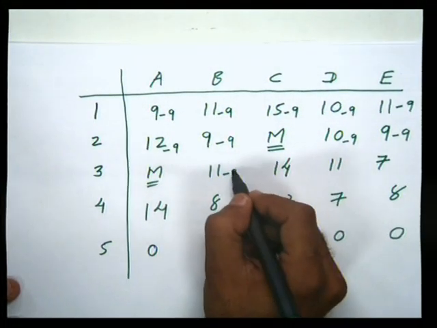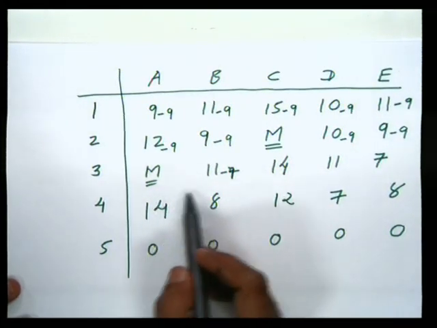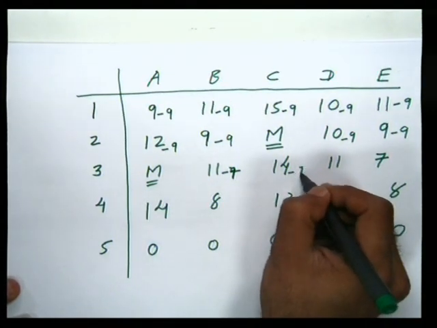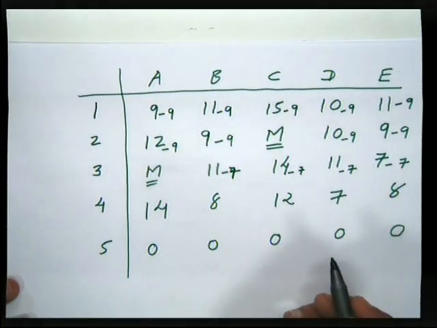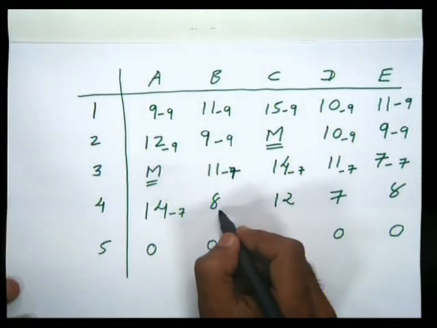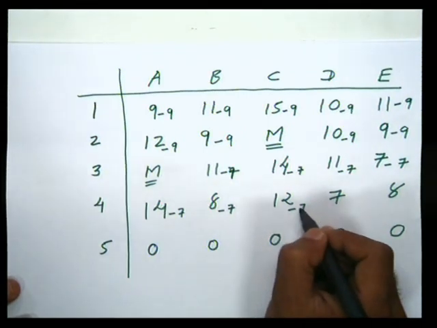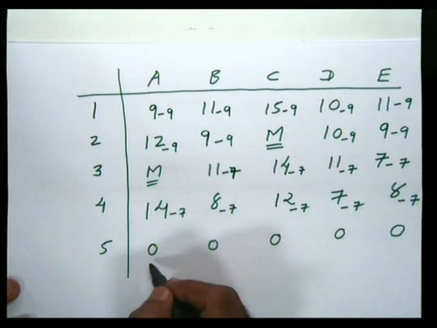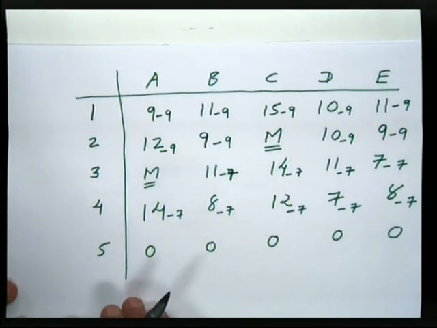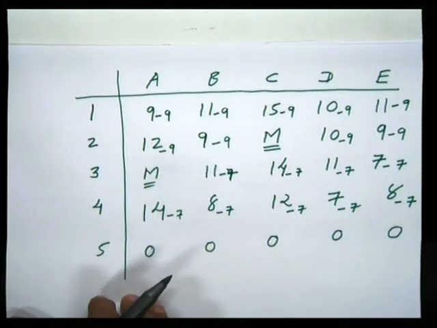In the third row, the minimum is 7, so 7 is subtracted everywhere. In the fourth row, again 7, so 7 is subtracted everywhere. And in the fifth row, the minimum is 0, so nothing is to be done. Anyway, we are not interested in that place as well. Okay, so our refined table is this.